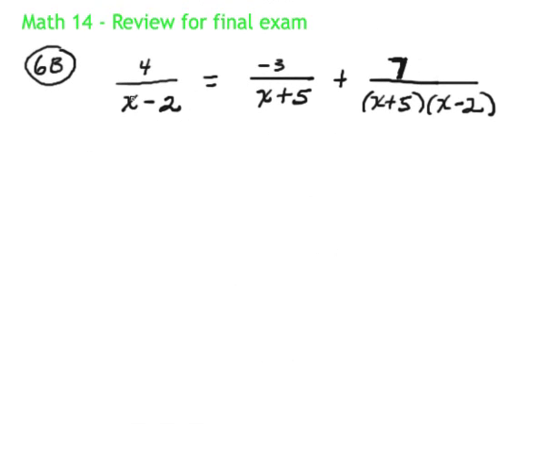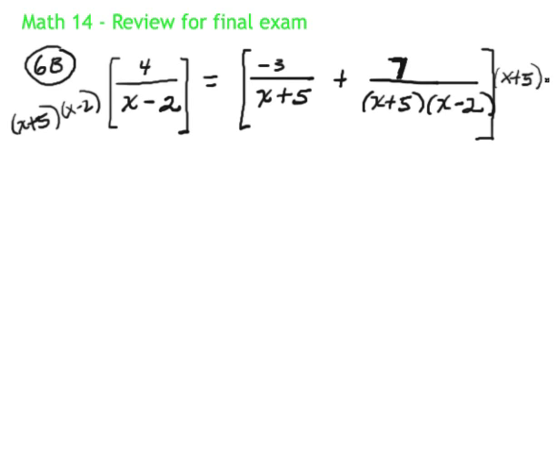Six B is another rational equation, and we'll clear out the denominators by multiplying by the common denominator. The common denominator is x plus 5 times x minus 2. So we'll multiply on both sides by that common denominator. Okay, on the left and on the right as well. Okay, here we don't have much room. Let me just write x plus 5 times x minus 2.